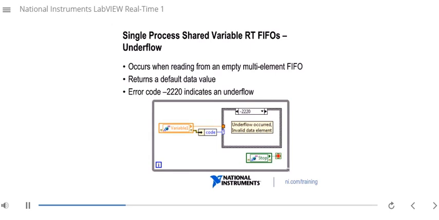Okay, so let's talk about underflow now. Underflow occurs when you're trying to read from a multi-element FIFO, but there's nothing in that FIFO. If you do that, you'll get an error code of -2220, which indicates an underflow. If we look at this block diagram, if we're trying to read from variable 1, which has an RT-FIFO of 10 elements, and there are 0 elements in that RT-FIFO, we're going to get an underflow. So if you check the code of the error wire coming out of there, you'll get an error code of -2220. Okay, so let's jump into LabVIEW and take a look at this.